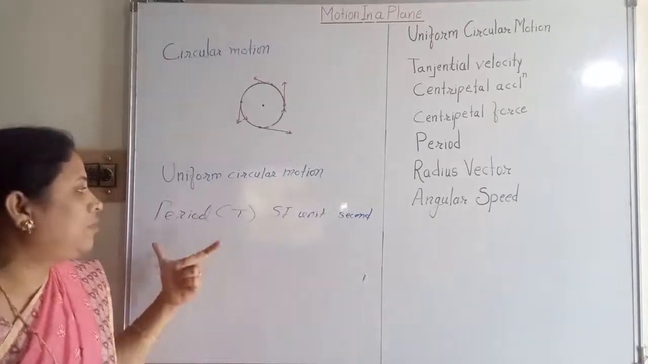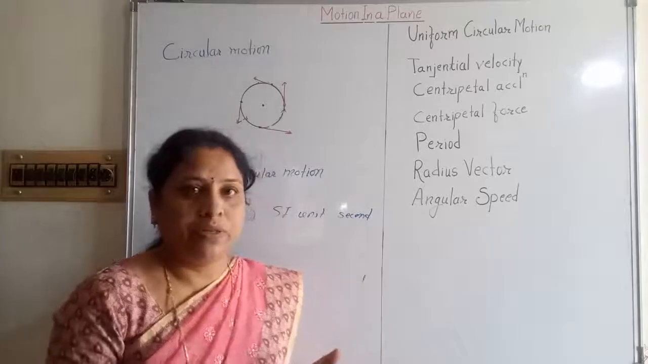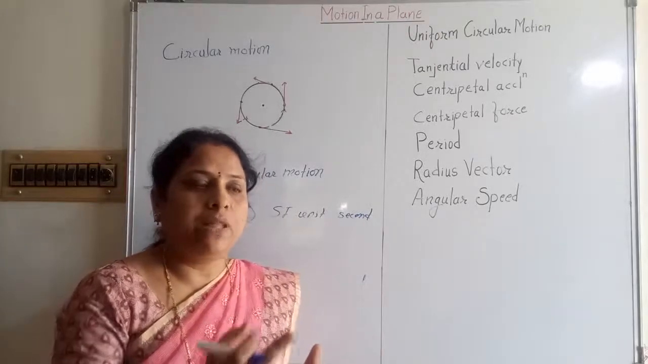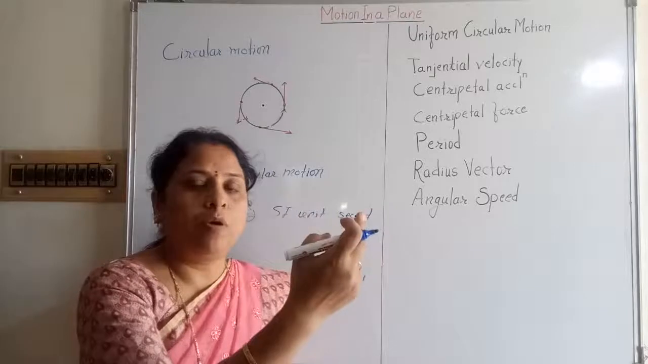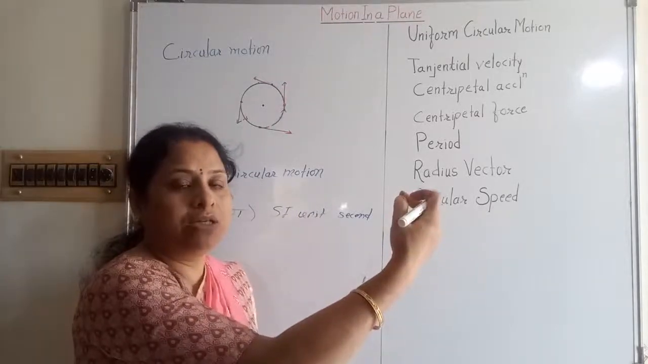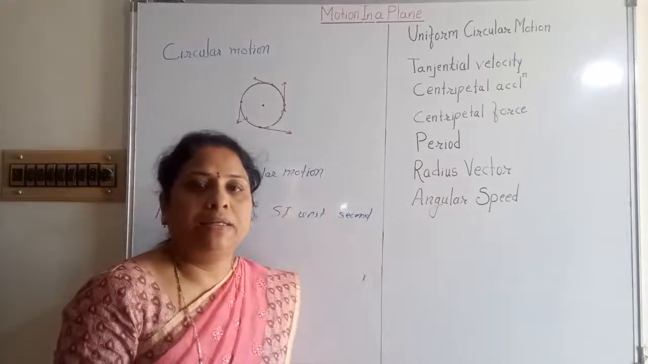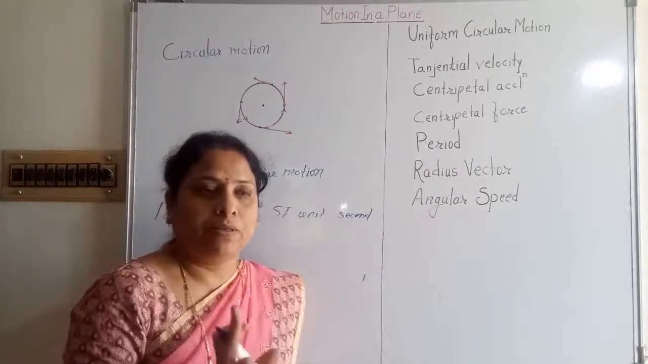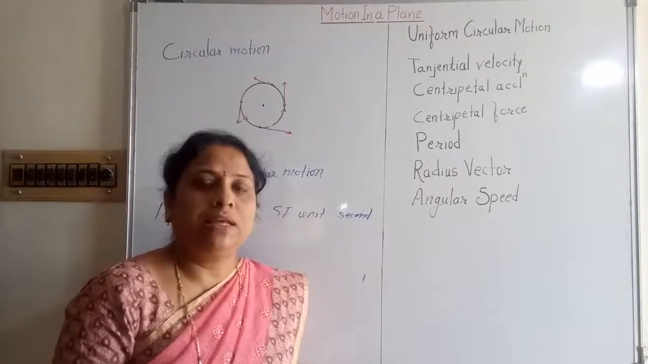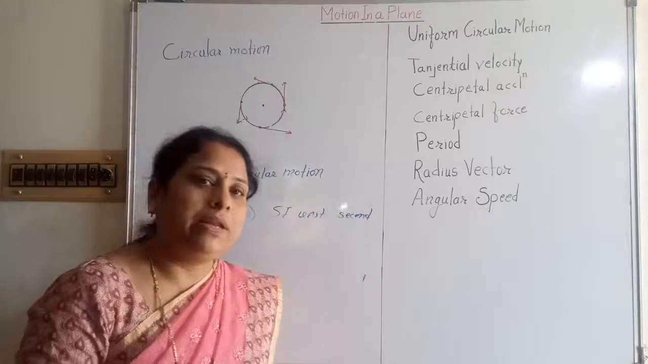For the period, I will give you the example of the minute hand in a clock. The minute hand performs uniform circular motion, because it moves with constant speed, and to complete one revolution it takes 60 minutes. So 60 minutes is the period of that minute hand.